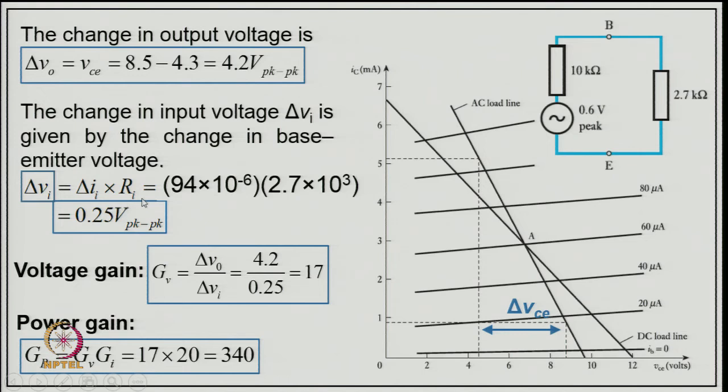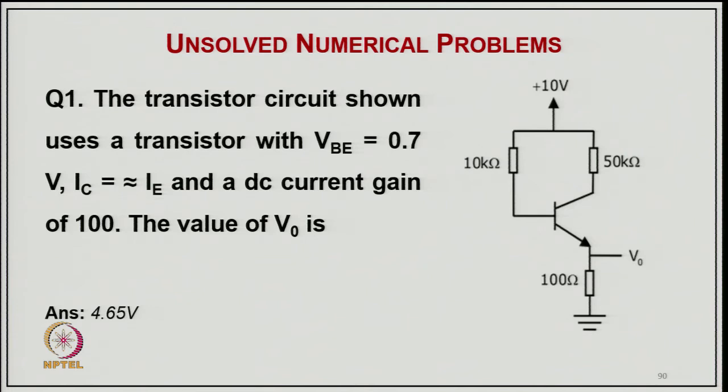So, delta V will be delta I into RI; putting the value, it comes to 0.25 volt peak to peak. And voltage gain will be GV equals delta V upon delta I. So, 4.2 divided by 0.25, that becomes 17. And power gain will be GP equal to GV into GI, that is 17 into 20, which is 340. So, that is the power gain we get from this amplifier circuit.